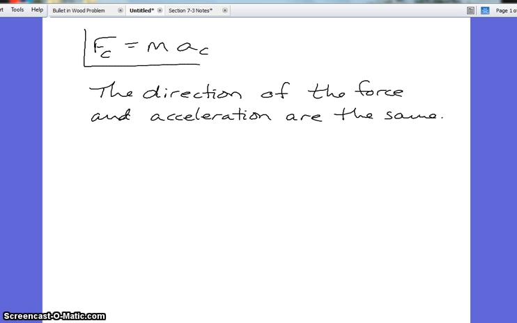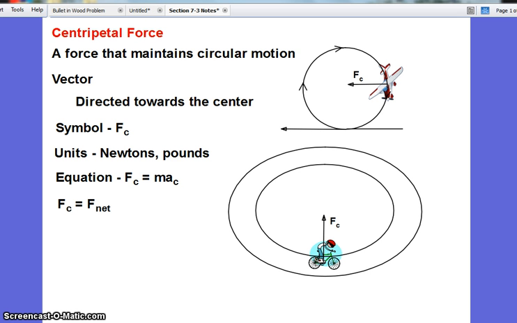But another nuance of this equation is that we have said that this equation was referring to the net force. And so therefore, the centripetal force is really not a new force. It is the total force acting on an object, causing it to move in a circle. So a centripetal force is a force that causes circular motion. It is a vector like all forces, and the direction is towards the center. That's what this centripetal means, center seeking.